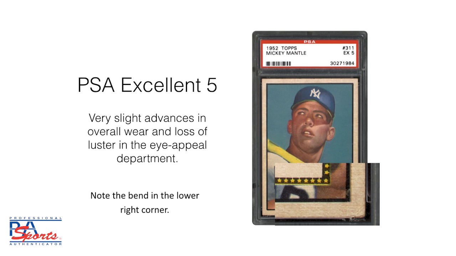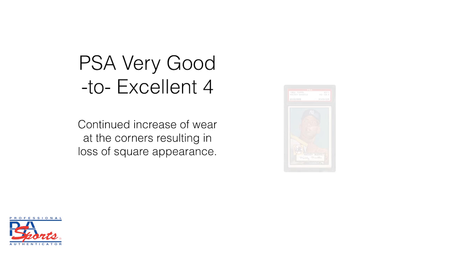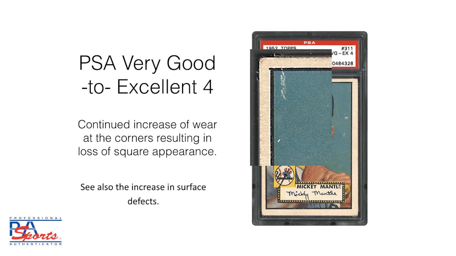Here's a PSA 4 52 Topps Mickey Mantle. Again, as we go down the scale, you'll start to pick up more things even from a distance. The corners are starting to lose that square appearance. There's more advanced wear. In addition to that, when we enhance the image of this card, you can start to see the advancement in surface wear and even surface creases.